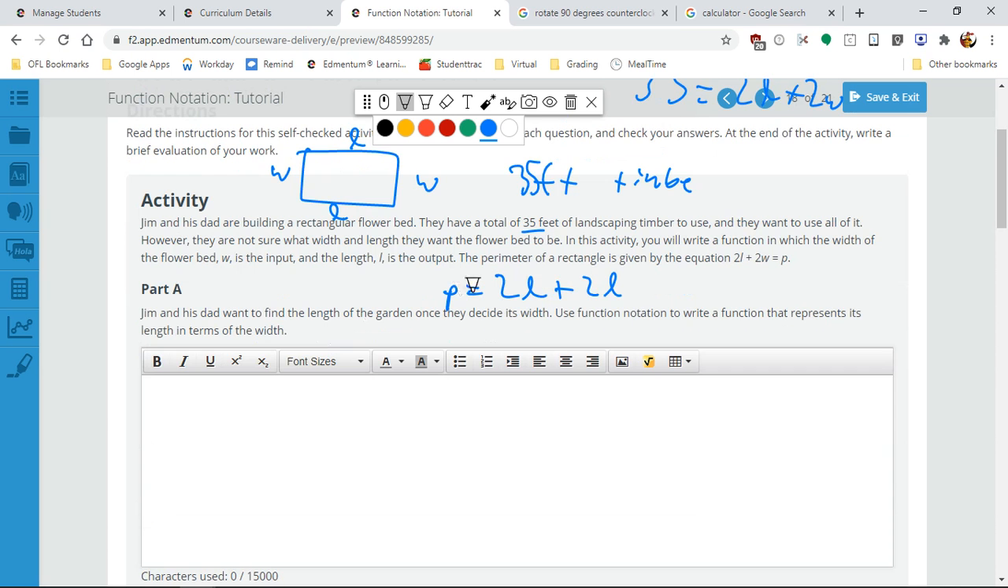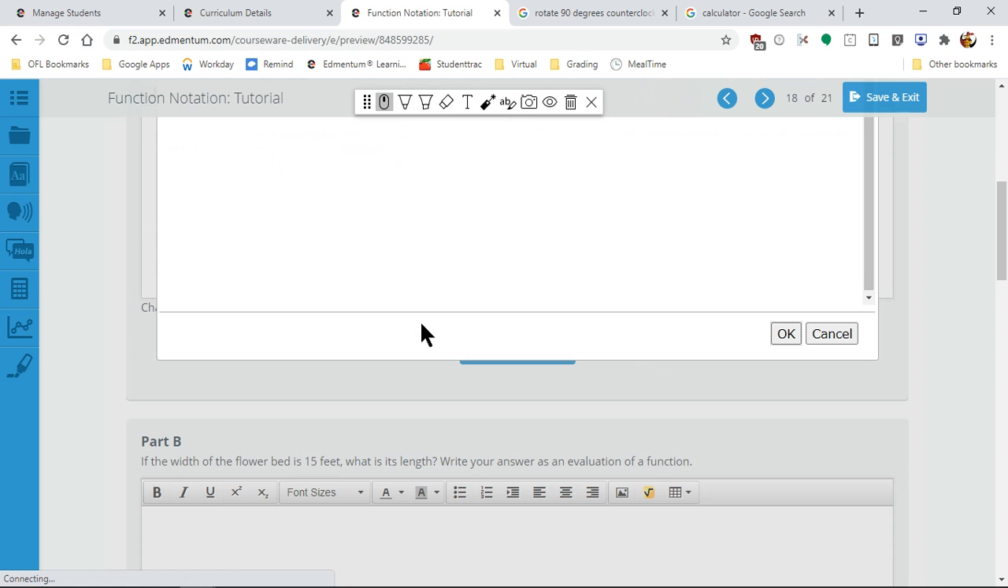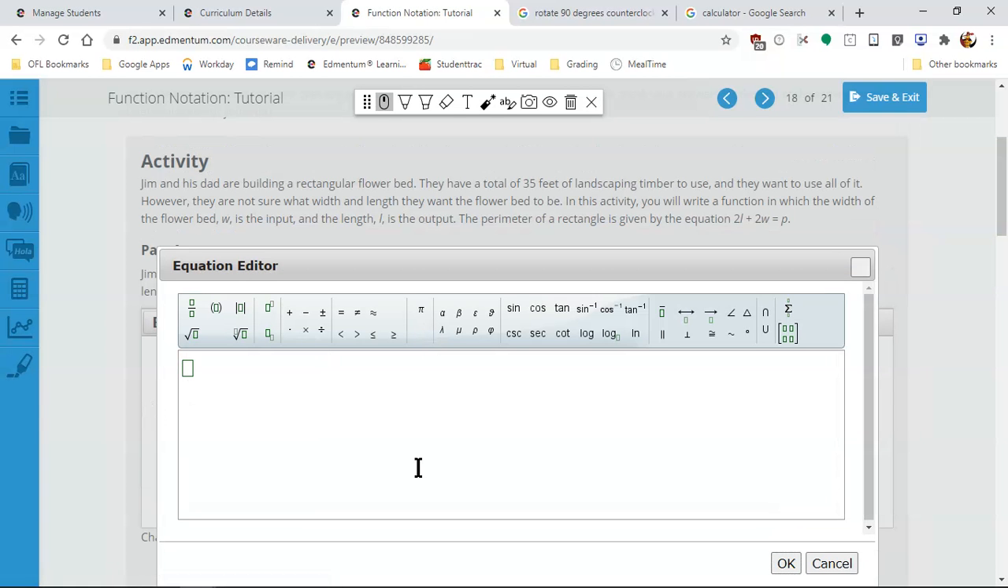So let's look at what questions they want us to do. They want W to be our input, so they want L of W. We need to solve for L in this case. So use function notation to write it in terms of length and width. I'm going to show you guys how to do it in here so you're able to show all of your work.